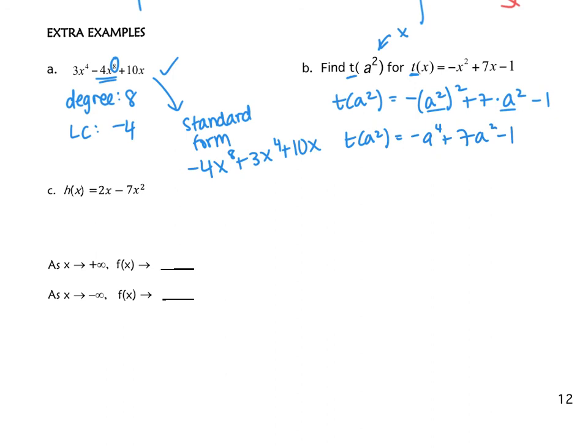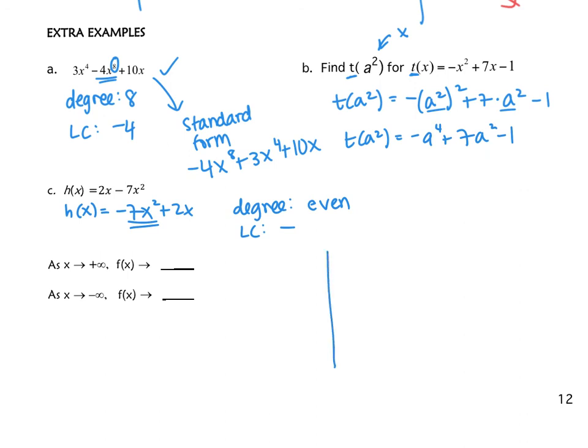Part C, we are describing the end behavior. First thing I'm going to do is I'm going to write this in standard form. So I have the highest power first. Two things we got to look for, the degree and lead coefficient. In this case, my degree is even. So again, I don't care that it's a 2. All I care about is that it's even. And my lead coefficient is negative.